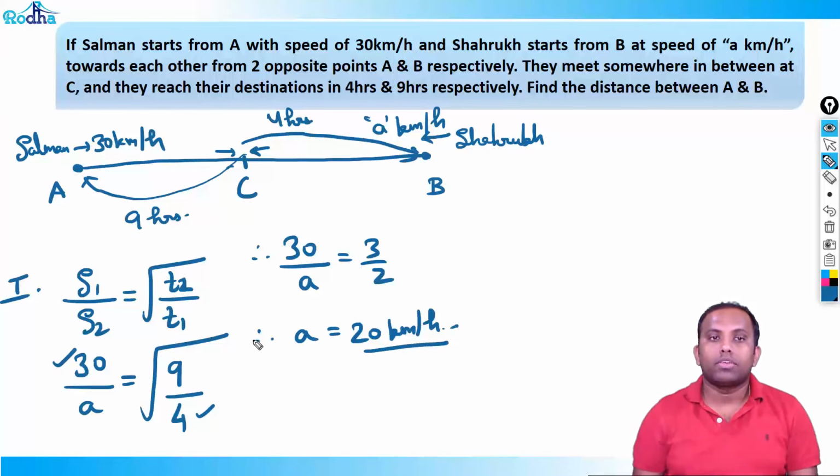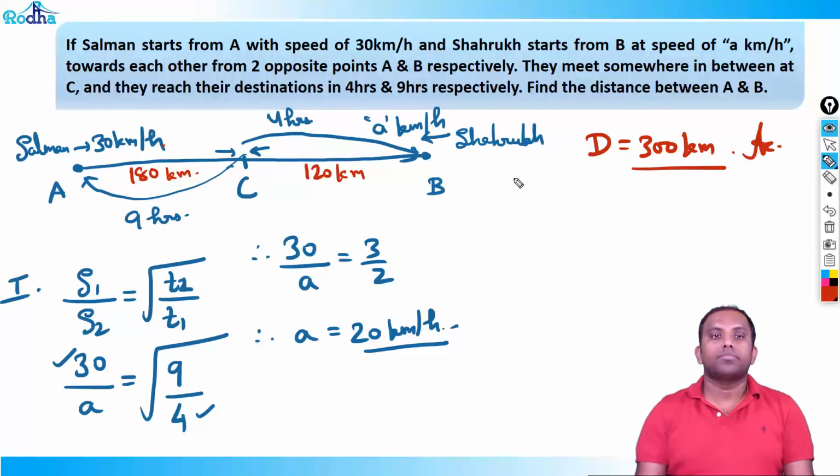Right? So what is the distance between A and B? Easily calculated. Salman at the speed of 30 took 4 hours to reach here, so 30 into 4, this distance is 120 km. And Shahrukh at the speed of 20 took 9 hours to reach here, so 20 into 9, this distance is 180 km. So 120 plus 180, total distance how much? The answer is 300 km.